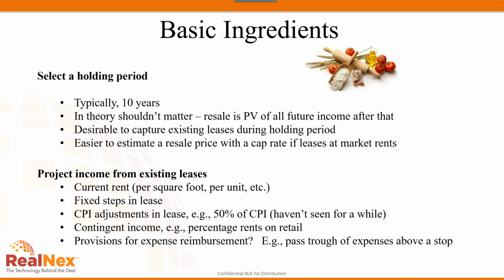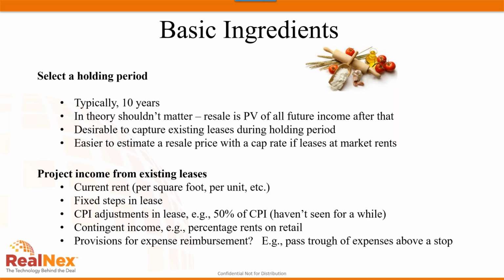But it's usually easier to estimate a value after, say, 10 years when we have a little bit more visibility on what leases look like up to that point in time, and what a reasonable way to estimate that resale price would be, which I'll come back to a little bit later. So again, we're going to try to capture all the existing leases over that holding period, and then estimate the resale price at the end of the holding period.